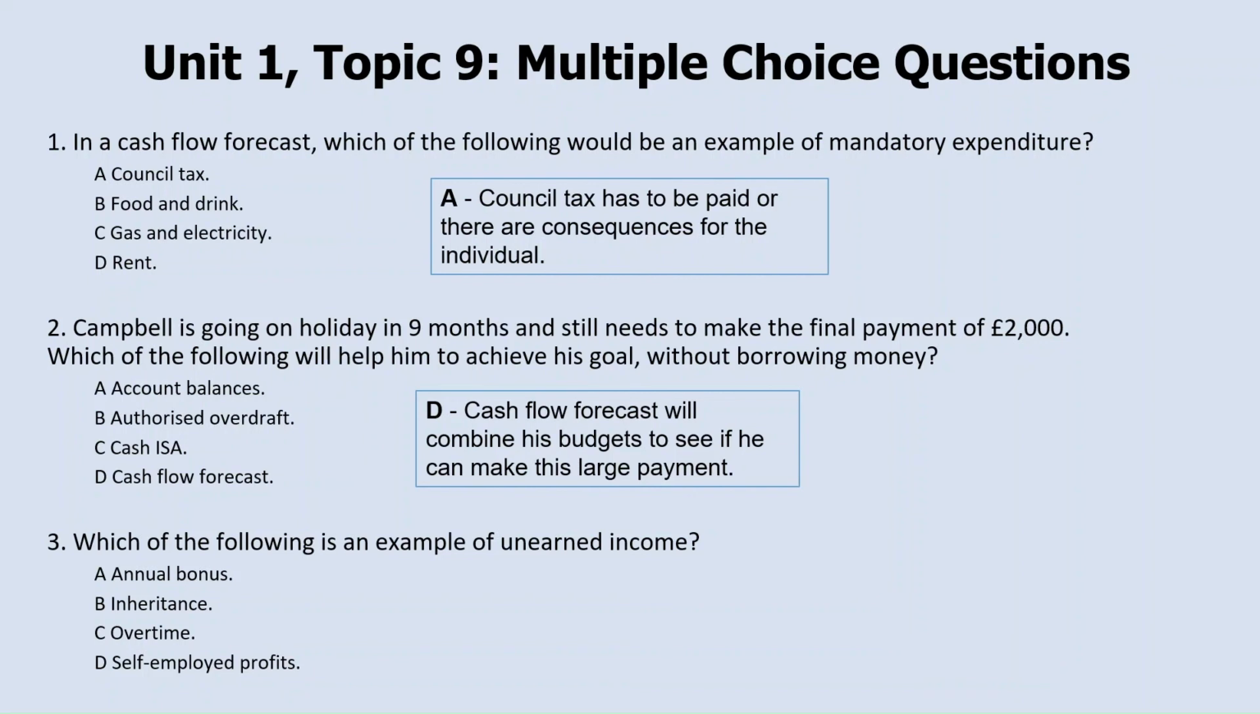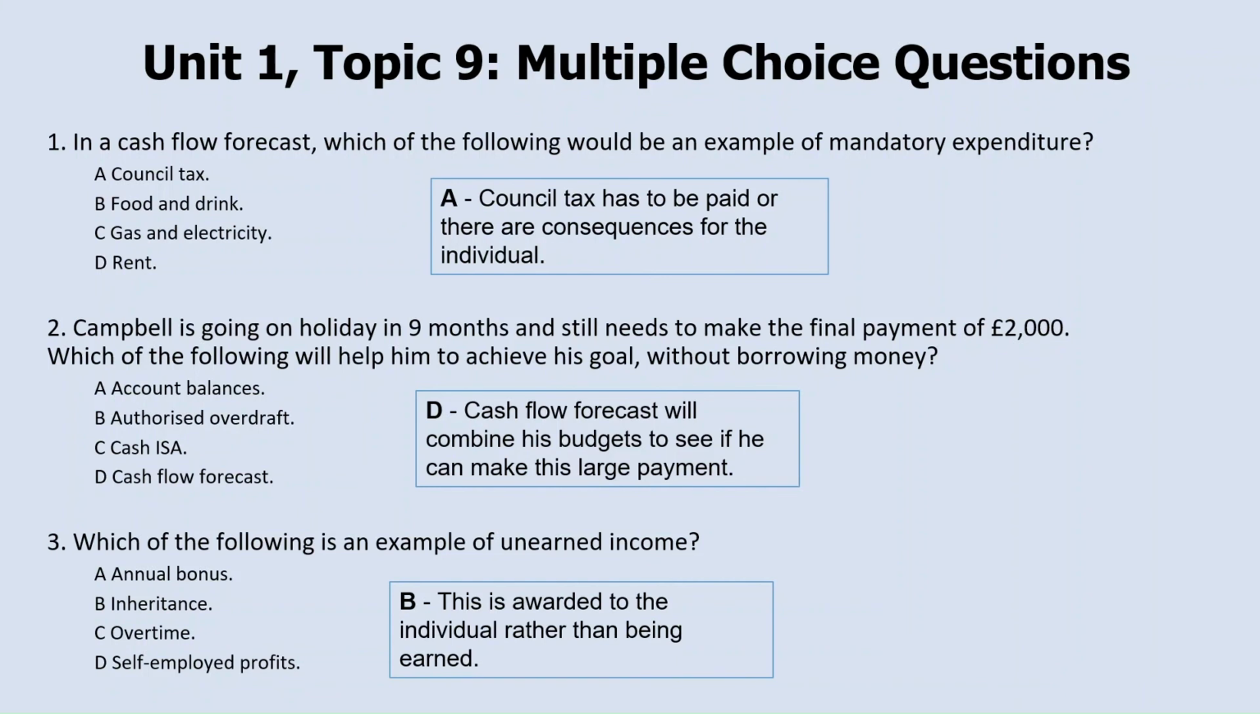And question 3. Which of the following is an example of unearned income? Is it an annual bonus, inheritance, overtime, or self-employed profits? The answer to question number 3 is B. This is awarded to the individual rather than being earned.